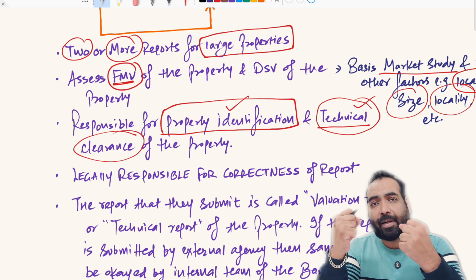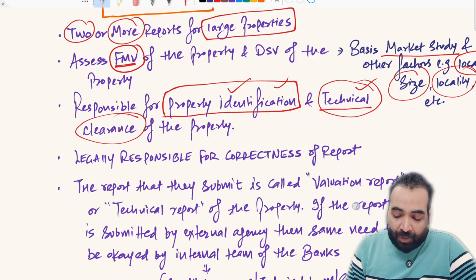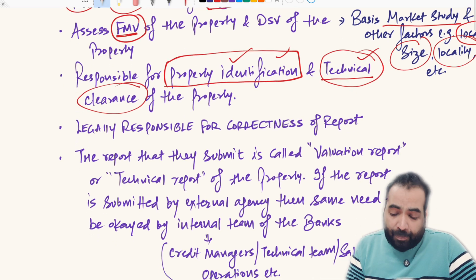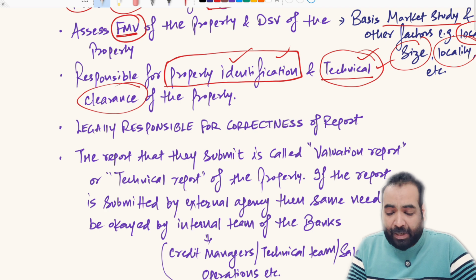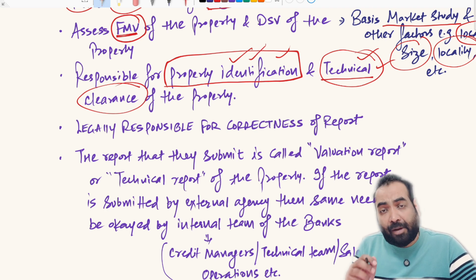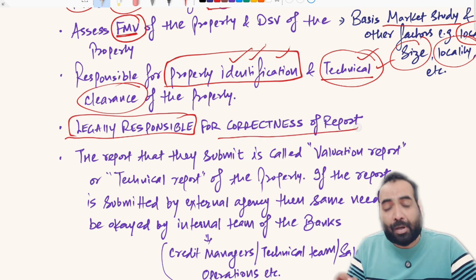We will discuss this later in a very detailed manner. So property identification is done by them. Because the valuers are giving technical clearance of the property, they are doing a property identification. So they are legally responsible. They are signing their reports, so they are legally responsible for the correctness of the report.